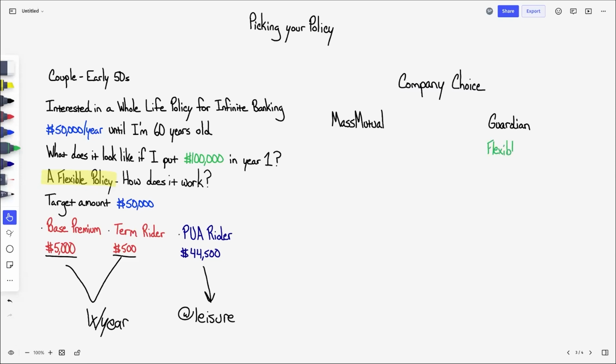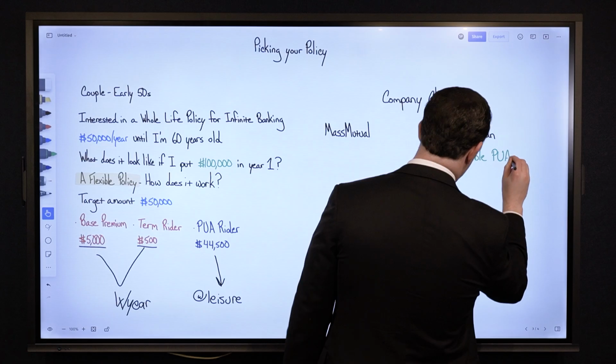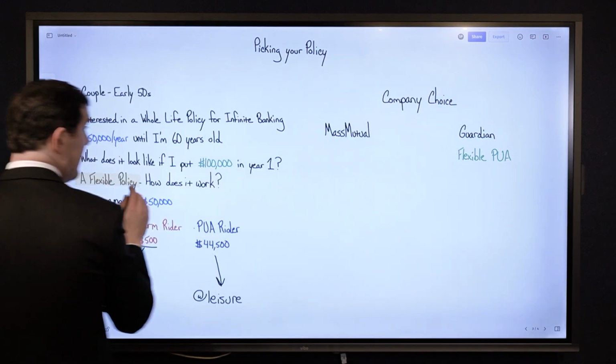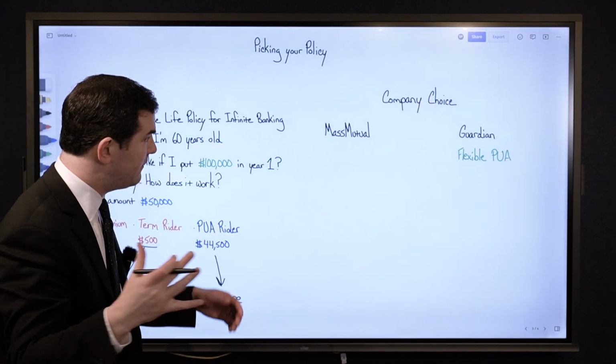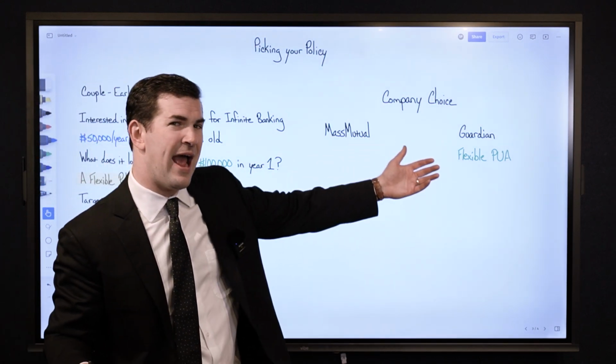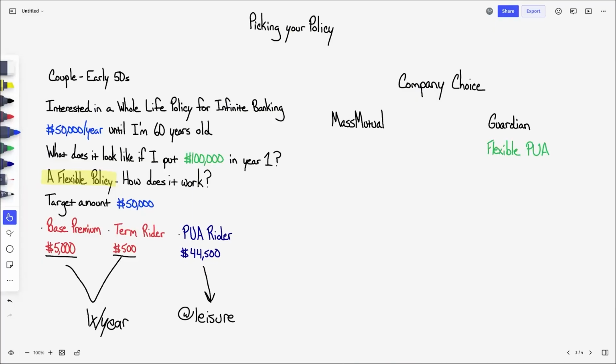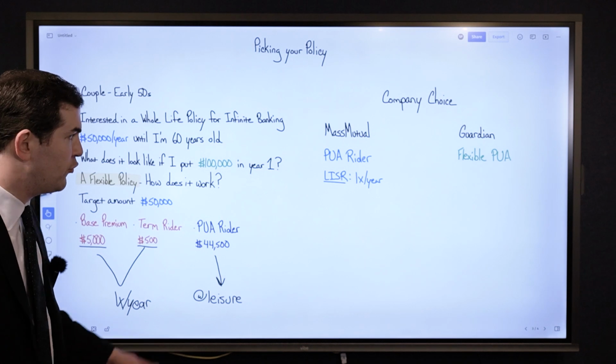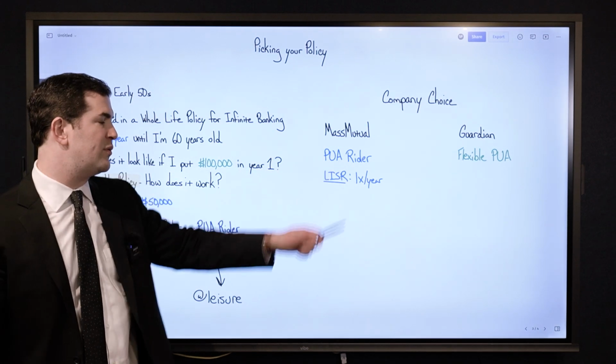So Guardian is very flexible when it comes to their PUA rider, where we can do exactly what I just mentioned. MassMutual, on the other hand, does offer nice PUA flexibility. It's not as convenient as Guardian. Big thing with MassMutual is that their PUA rider, if I'm making it very flexible and specifically using their LISR, Life Insurance Supplement rider, I can adjust this up and down, so I can vary how much I pay in PUAs every year, but just one time per year on my policy anniversary date, which is a fancy word for my premium due date. So that requires a little bit more discipline.